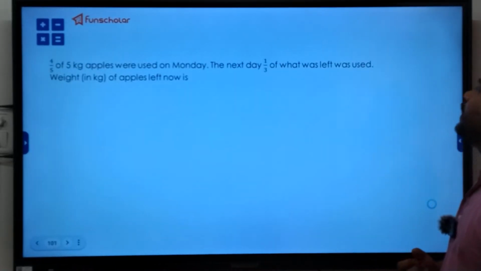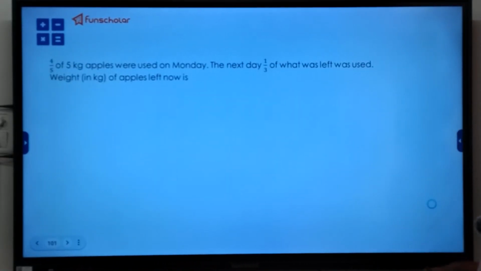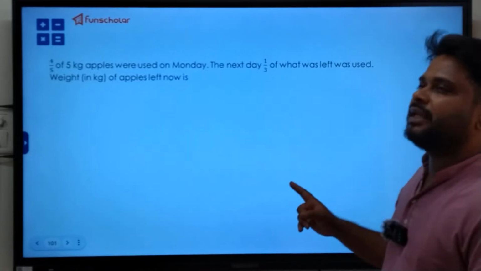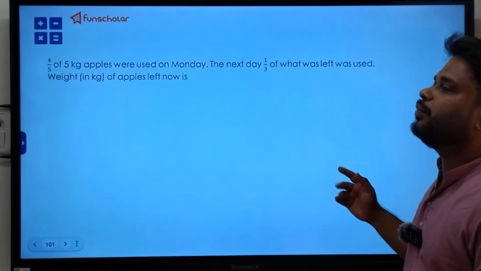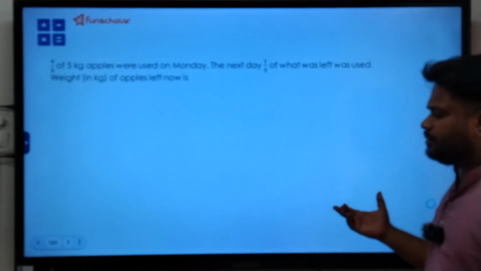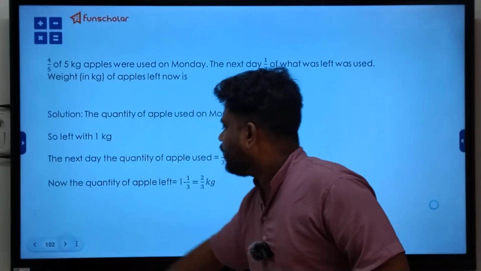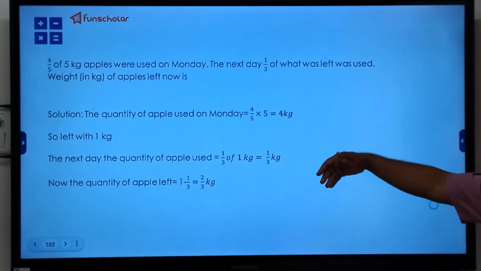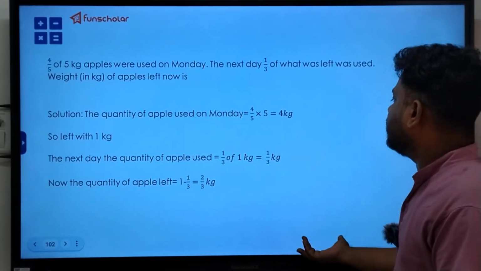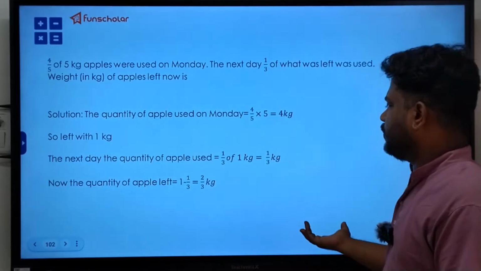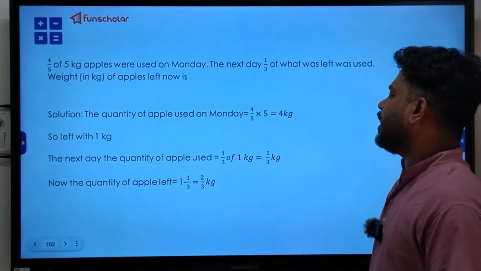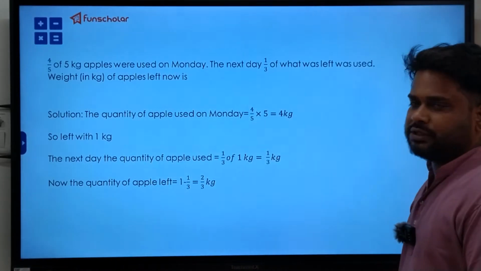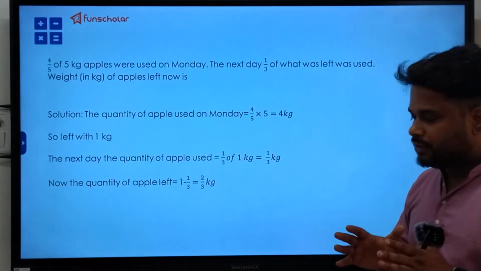The next day, 1/3 of what was left was used. So 1 kg is left, and 1/3 of 1 kg will be 1/3 kg. If you convert it into decimal, the answer will be 0.33 or something. So now the quantity of apples left will be 2/3 kg. Just subtract it from the previous one.